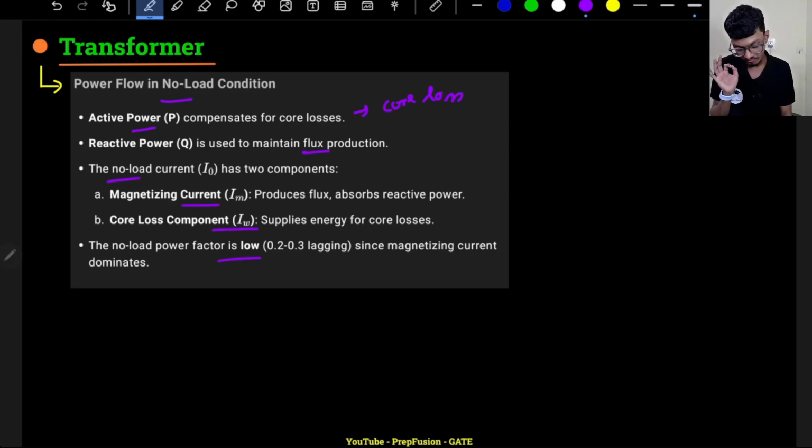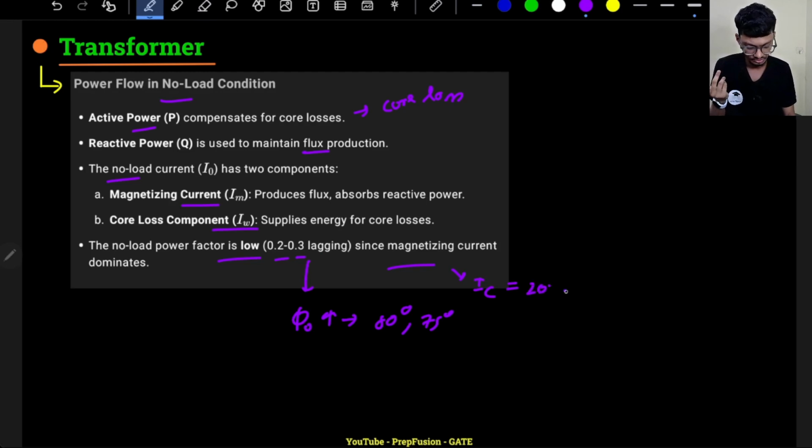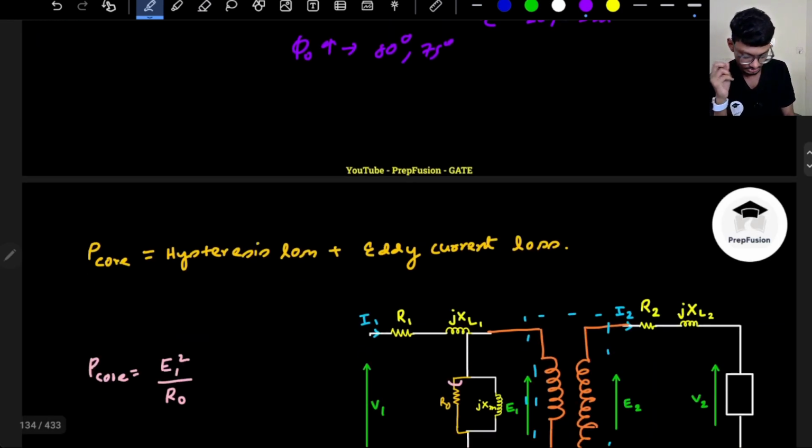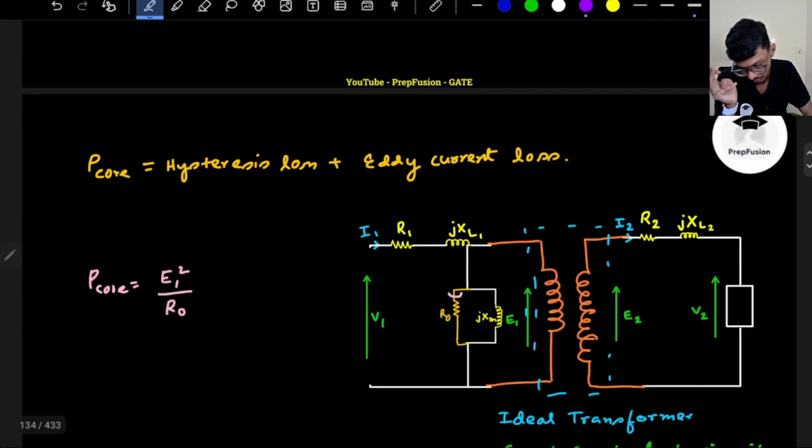The no load power factor will generally be very low because my phi O will be very high. It will be very close to almost 75 to 80 degrees. So cos phi O will be very low, since the magnetizing current will be dominating. The core loss component will be very low. Practically, when you measure the values, you will see the core loss component current is very low, like 20% of the magnetizing component, something like that. I hope you have understood this point.